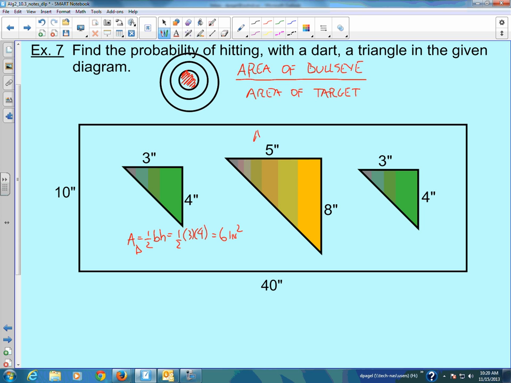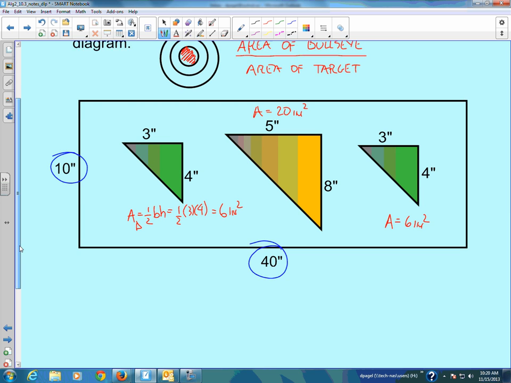And over here, this area would be 1/2 of 40, or 20 inches squared. And once again, this one has 6 inches squared. So those three would make up the area of hitting a triangle. And then you've got what would be the target itself. Right? You have this large rectangle, which is 10 times 40.